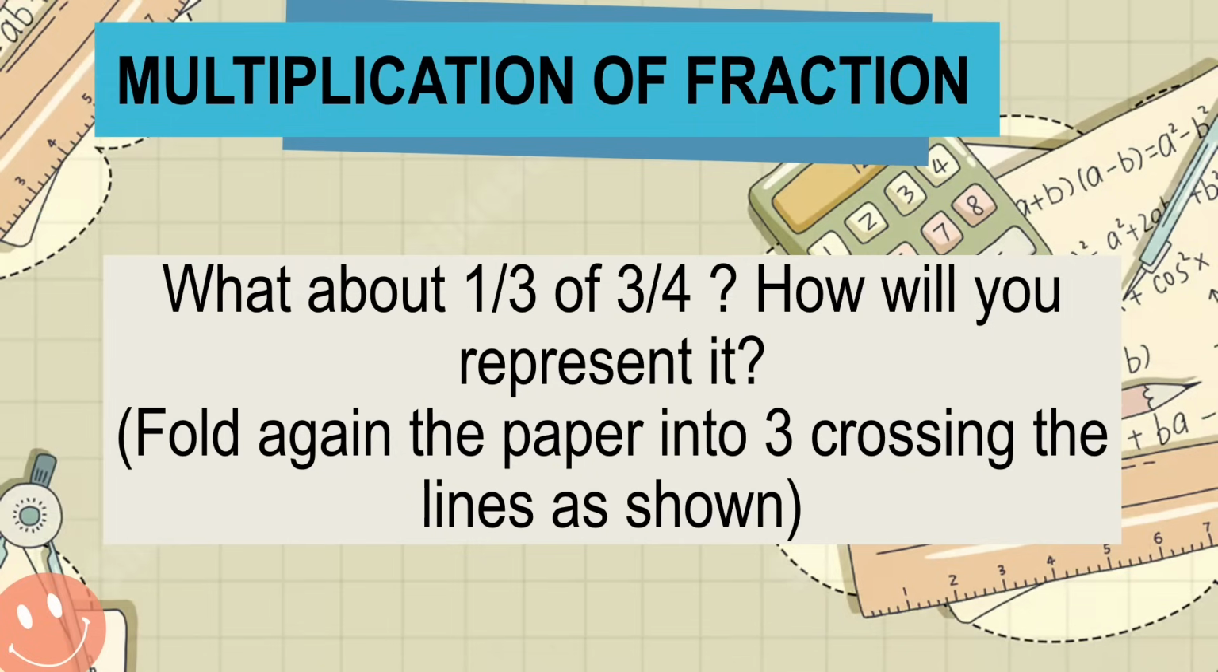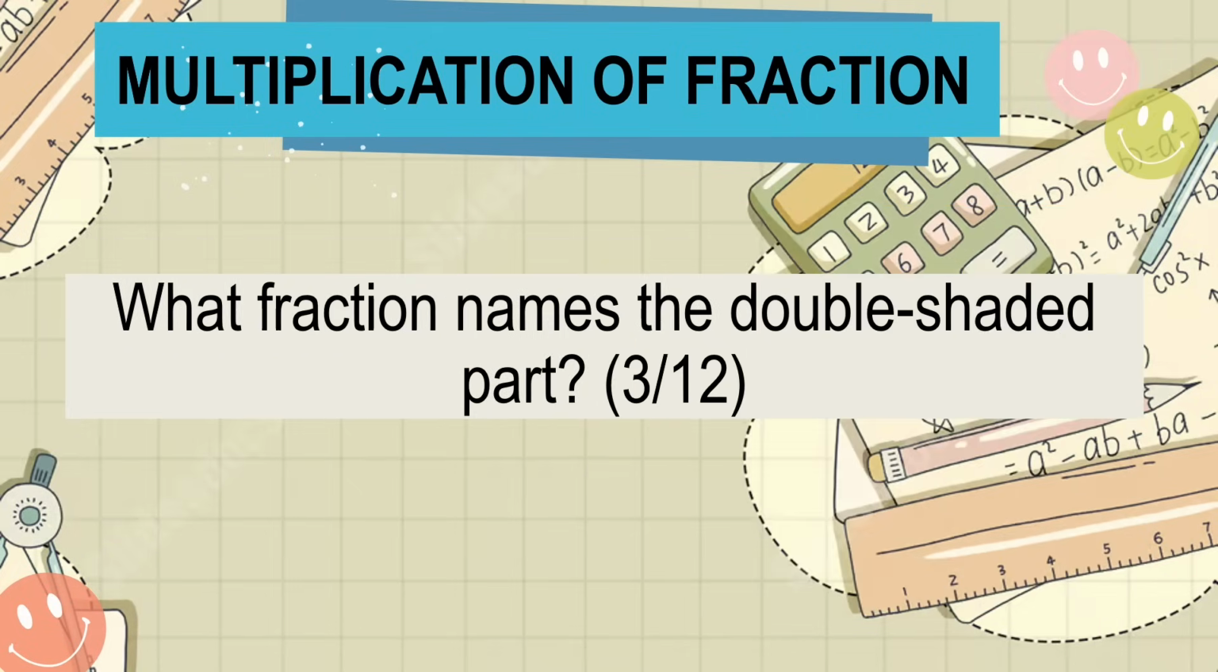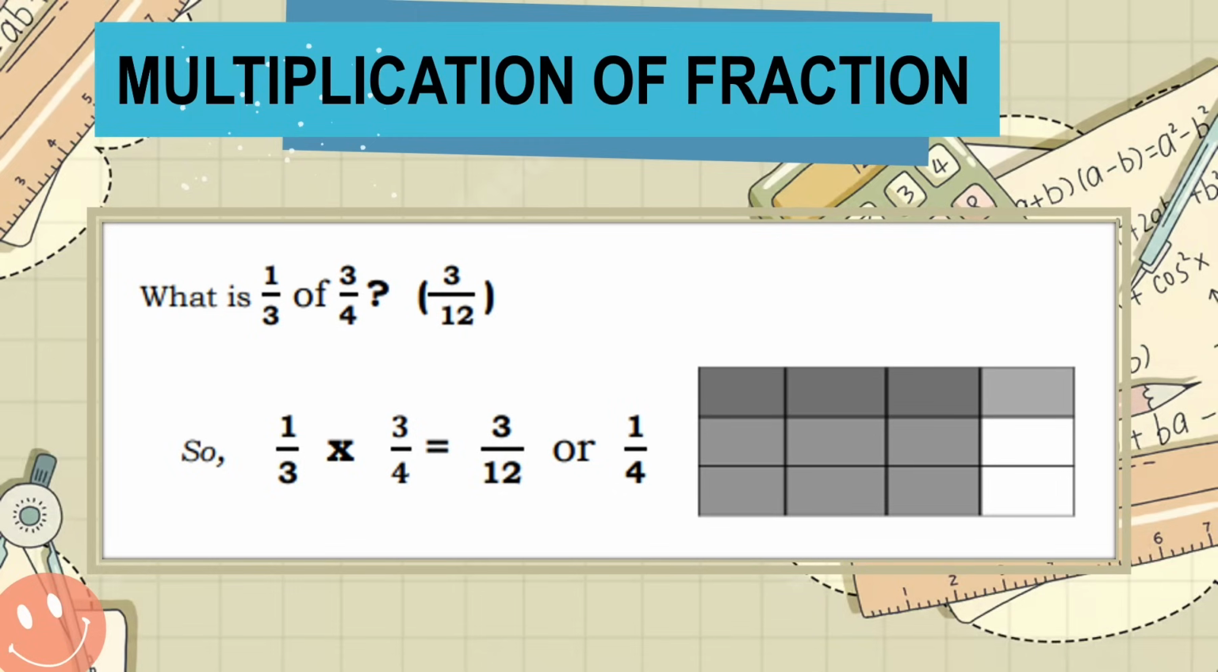Now, what about 1/3 of 3/4? How will you represent it? So fold again the paper into 3, crossing the lines as shown. Okay, so now what do you think is represented by the double shaded part? So 1/3 of 3/4. What fraction names the double shaded part? Okay, it's 3/12. So now, what is 1/3 of 3/4?